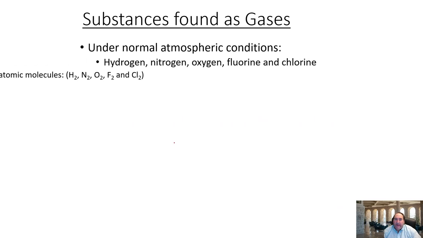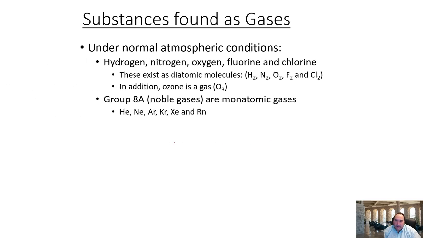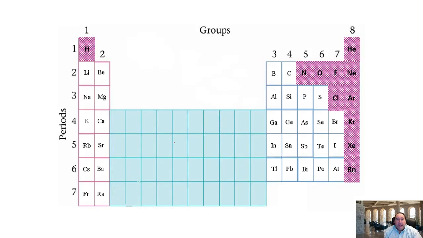So what substances are found as gases under normal conditions? Well, there are certain ones that we are familiar with. Under normal conditions, a lot of those diatomic elements and molecules, which are elements, are gases. So hydrogen, nitrogen, oxygen, fluorine, and chlorine are gases under normal conditions. Ozone is also a gas, O3. And of course, we cannot forget group 8 on the periodic table, which is our noble gases. Those guys are also gases under normal conditions. So here we go, little periodic table.